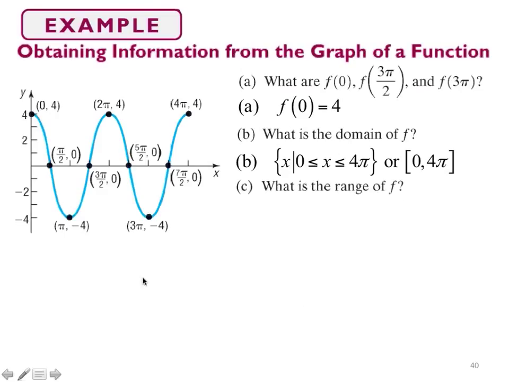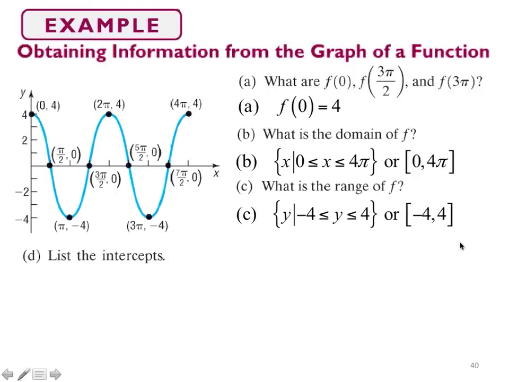The range is going to be the y values. So I look from the bottom to the top. The smallest y value that I hit is negative 4. And the largest y value that I hit is positive 4. So our range is from negative 4 to 4, and we have brackets because those numbers are actually included.